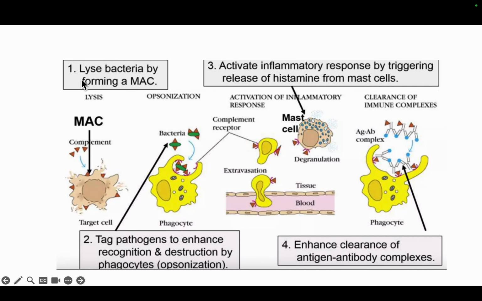One example, number 1: lyse bacteria by forming MAC. So the complement system can lyse bacteria. Function 2: tag pathogens to enhance recognition. Some proteins associated with the complement system can get attached to specific bacteria to tag them and enhance their recognition and destruction by phagocytic cells, which is called opsonization.